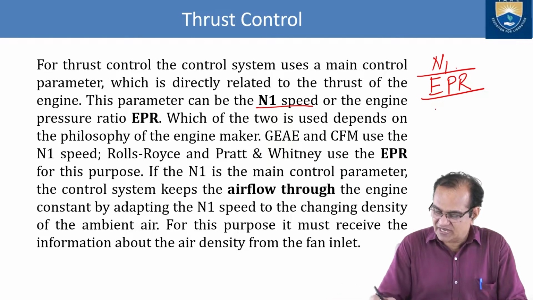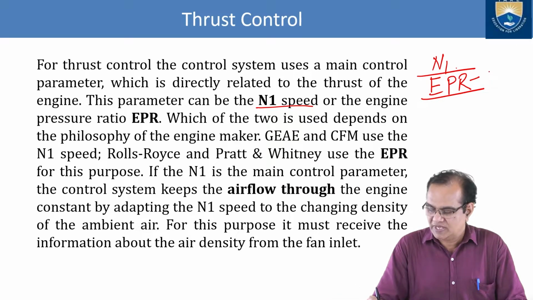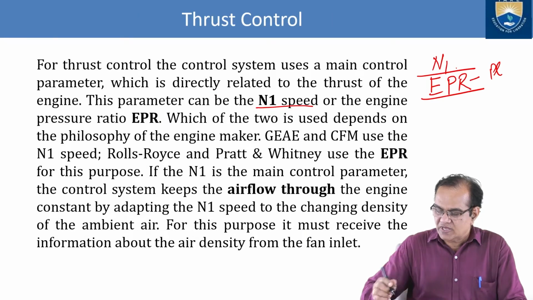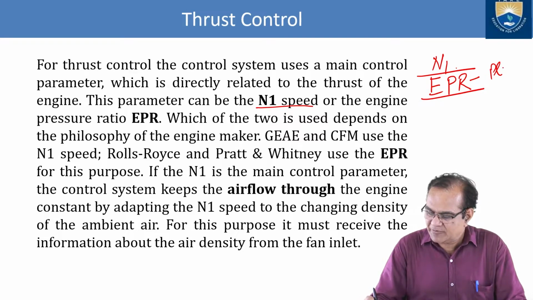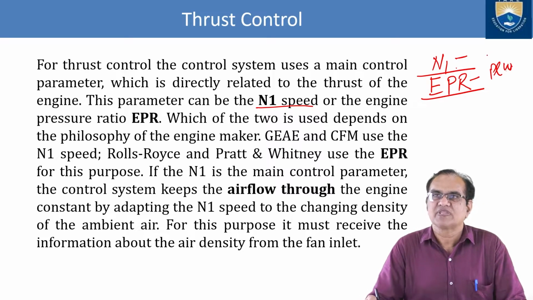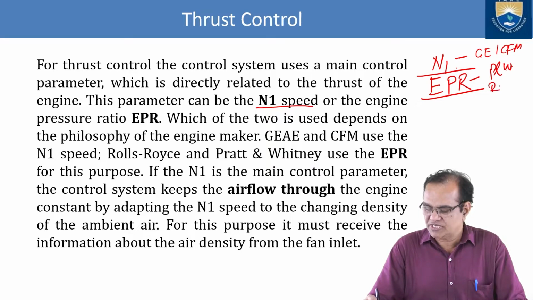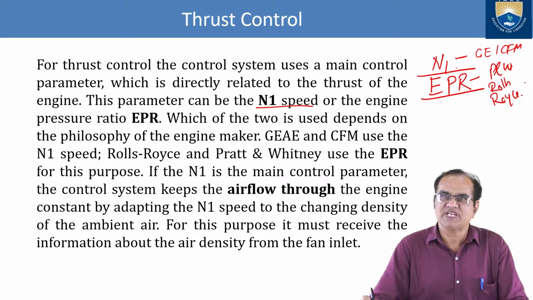So different manufacturers use different parameters. EPR is used by Pratt and Whitney, and N1 is used by GE and CFM. N1 is the main parameter for these two engine manufacturers, and Pratt and Whitney and Rolls-Royce are using the EPR, engine pressure ratio.